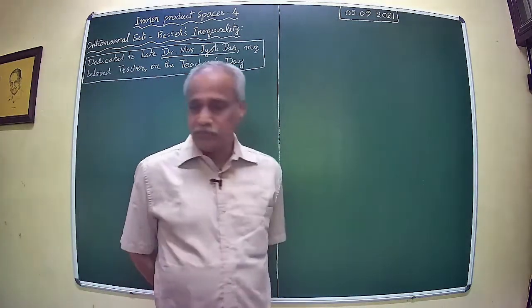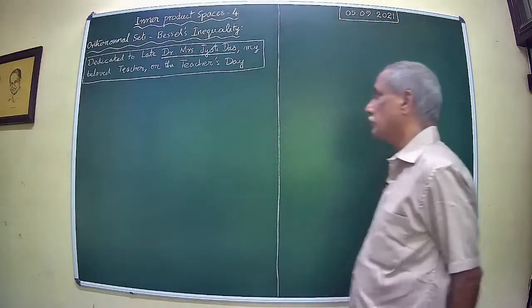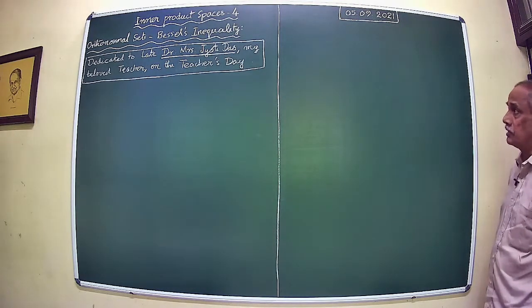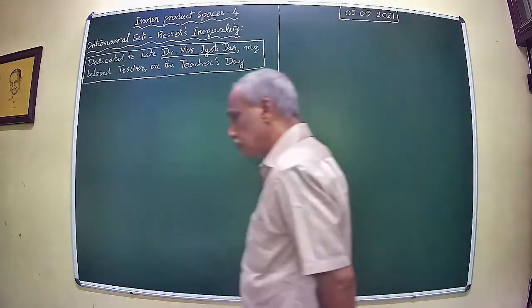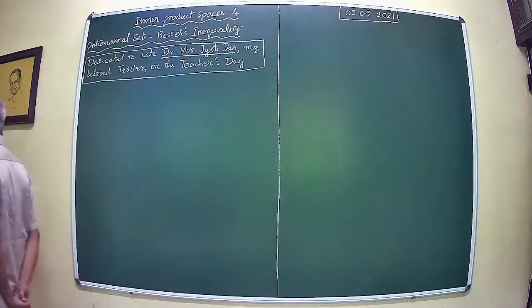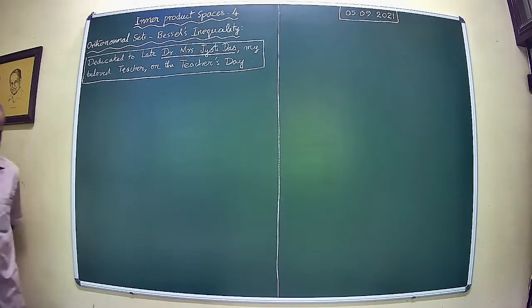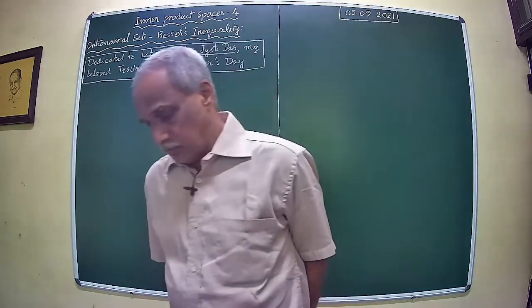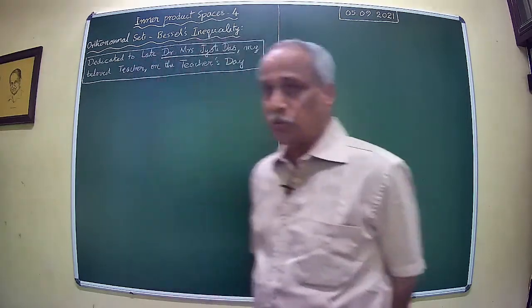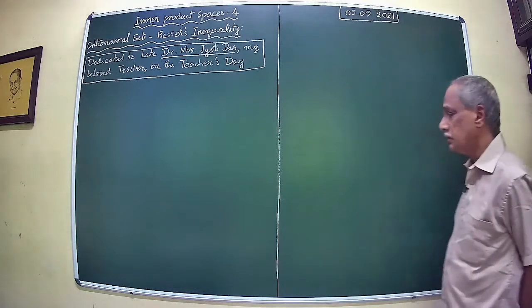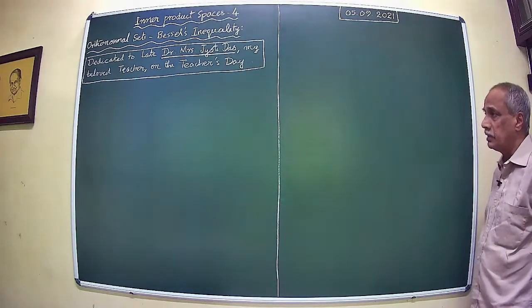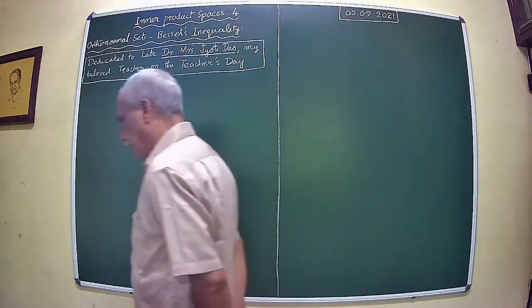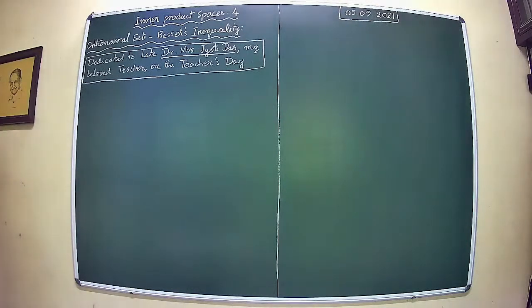Now let me continue from where we left last time. In the third part of this lecture, we introduced the concept of orthogonality in inner product spaces. And we also introduced the orthogonal complement of a given set.